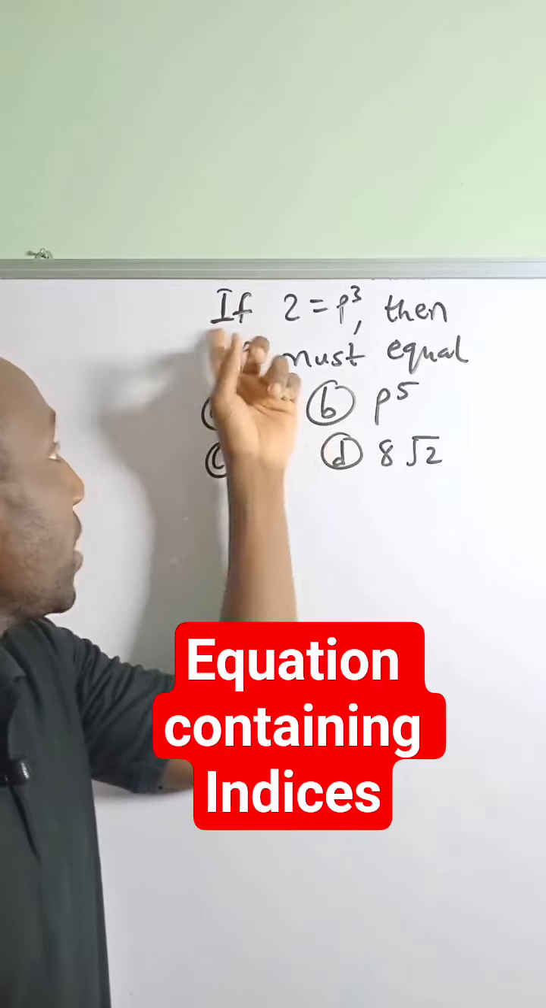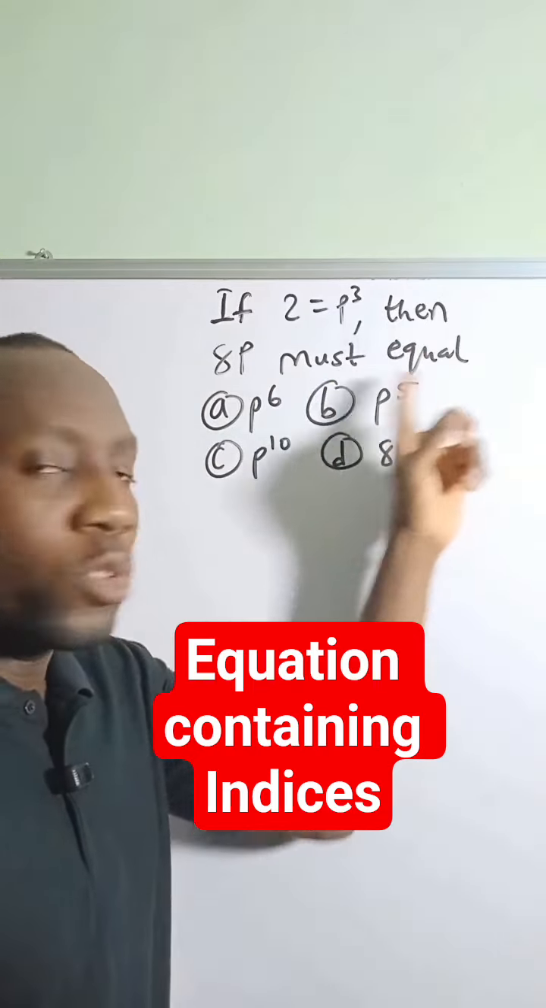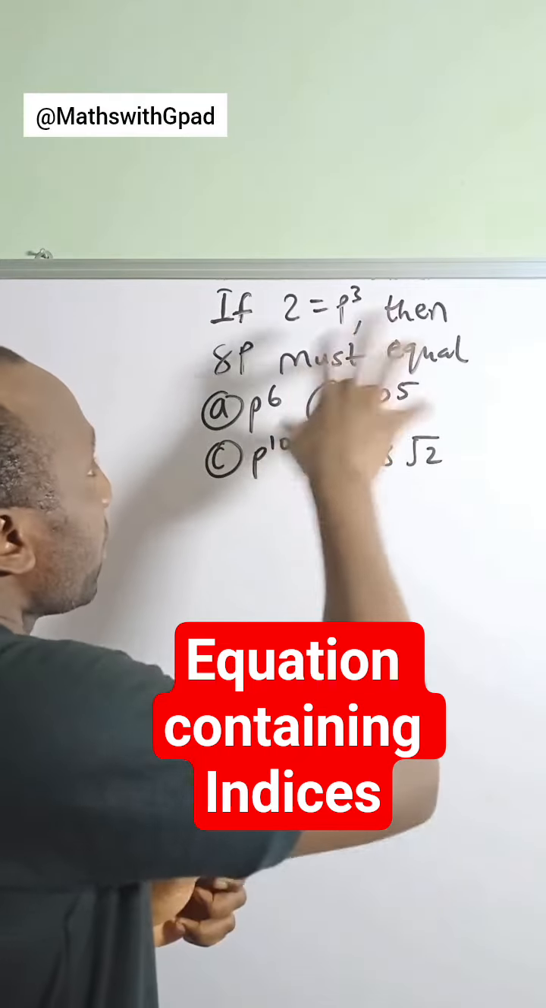Let's solve this question. It says if 2 is equal to p raised to power 3, then 8p must be equal to. Now, these are the options. So what do we do? How do we get the answer here now?